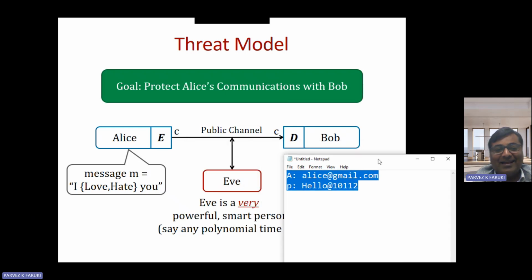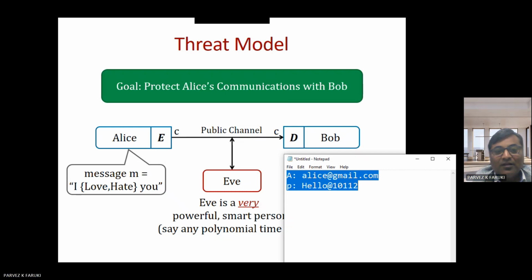You have to remember that whatever Alice writes, like this message, either "I love you" or "I hate you", this message is called plain text. Assume it is your username and password. When it travels through this public channel, there is no default security provided.